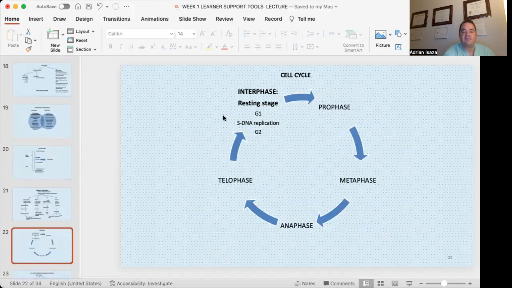Cell cycle: interphase, right? Basically, mitosis and meiosis undergo prophase, metaphase, anaphase, and telophase, but there's a resting state called the interphase, right?